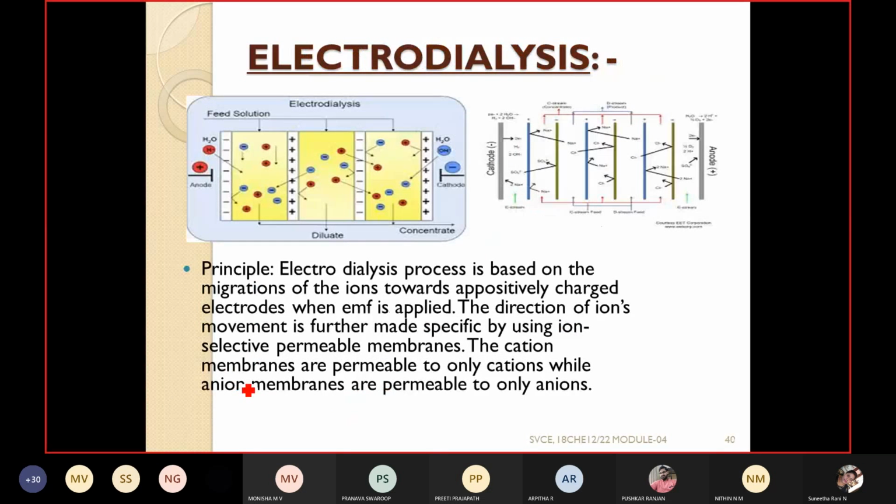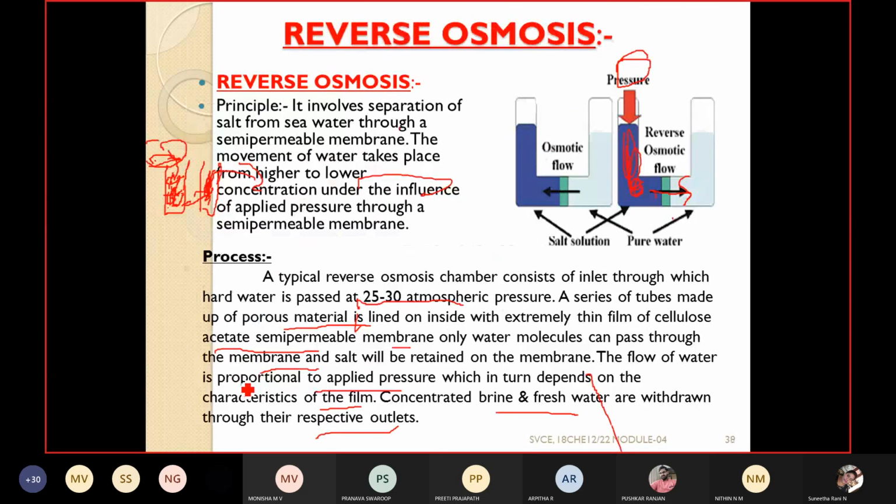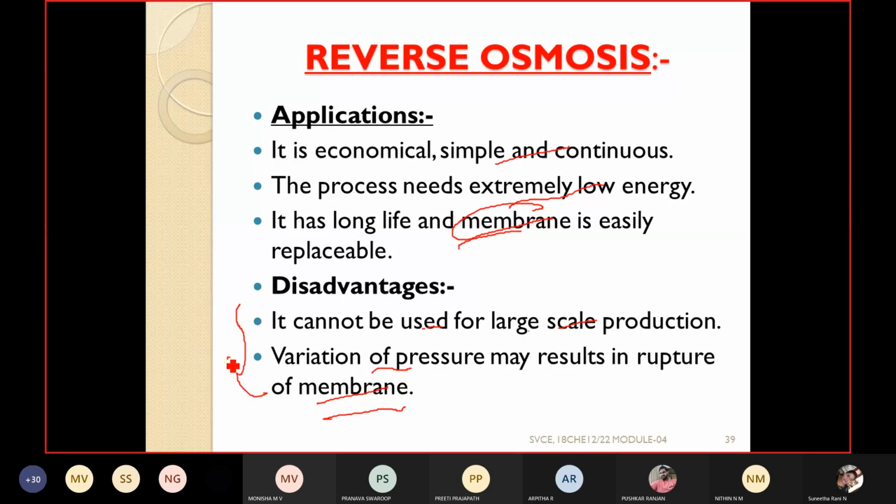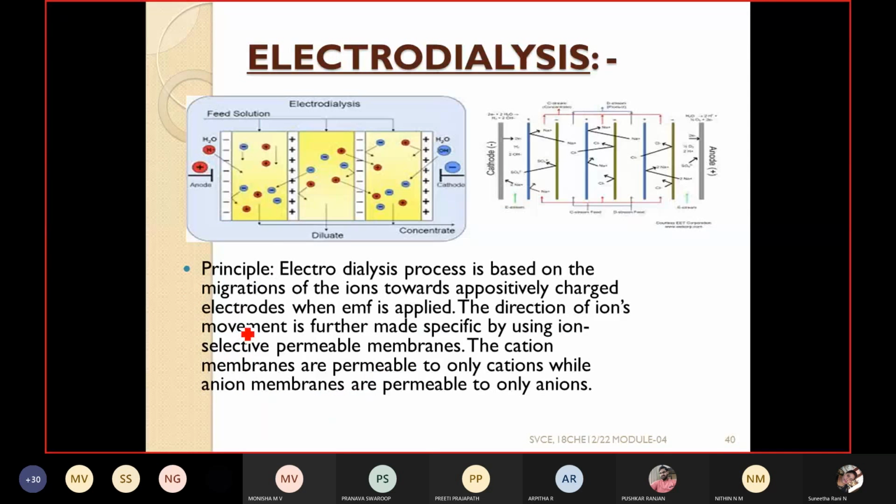Reverse osmosis is important. They may ask what is desalination, or ask you to explain the following processes: reverse osmosis and the ion exchange process. Usually they'll ask reverse osmosis for 3 or 4 marks, and ion exchange process for 3 or 4 marks. If they ask together, it will be 8 marks. If individually, it is 3 marks or 4 marks. Understood? The next is the electrodialysis process.